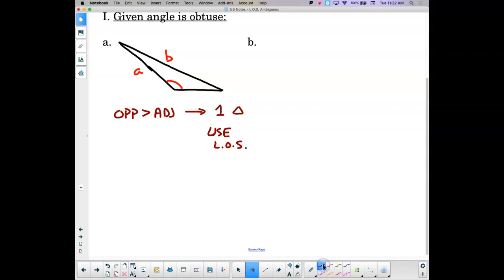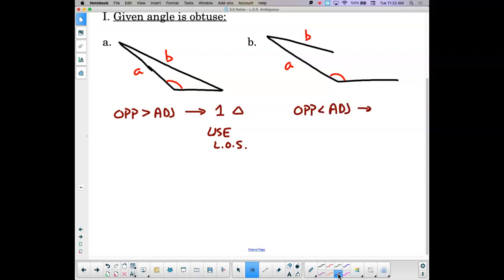If your given angle is obtuse, and now your opposite side is less than your adjacent side, unfortunately, you get no triangle, so you can't solve it.